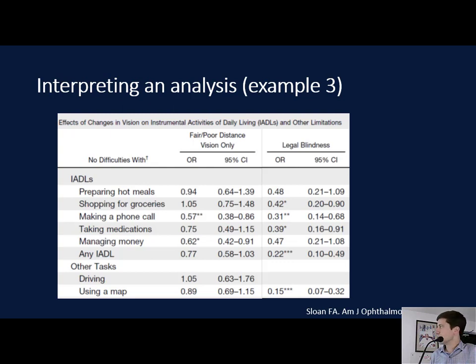Yeah, so I believe what's happening here is that for those people with fair or poor distance vision, they had half the odds of being able to make a phone call, or if it was modeled the other way, and I honestly don't know which way it was modeled, we could say if you're able to make a phone call, you have half the odds of having fair or poor distance vision. But I think it's probably the other way around, because you'd expect the people with poor vision to have trouble. So I think they modeled it the other way.